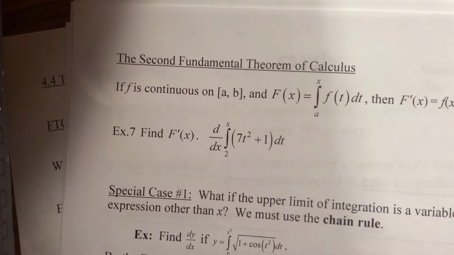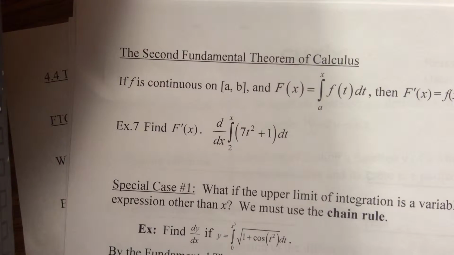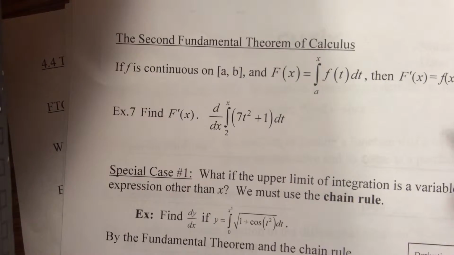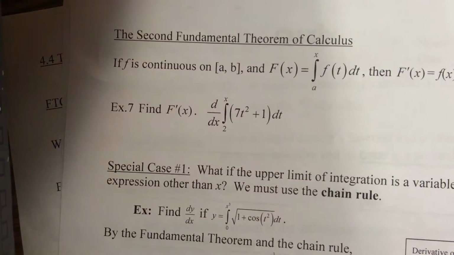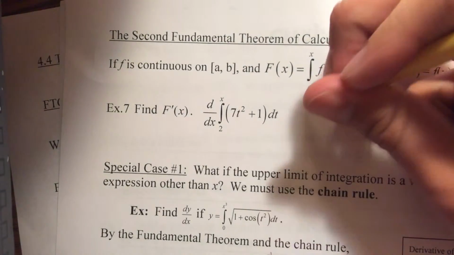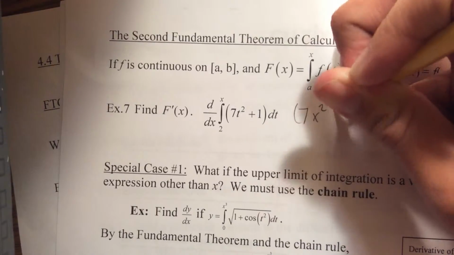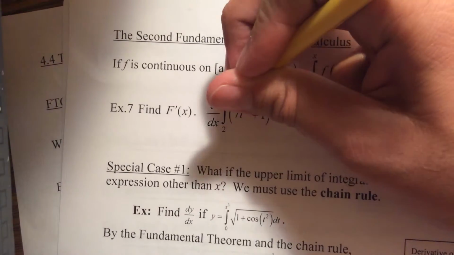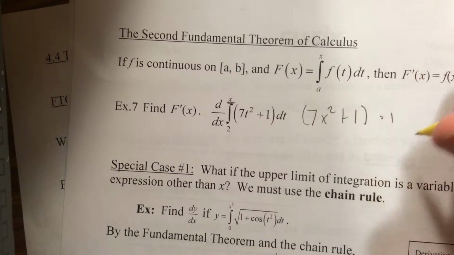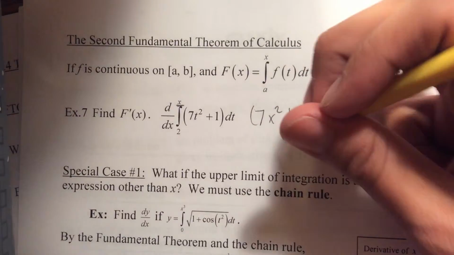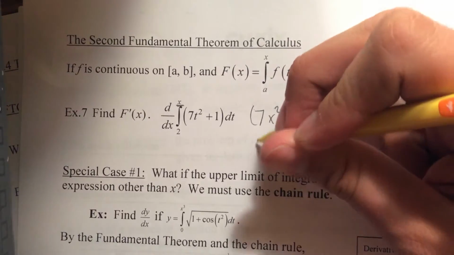So example 7 says find F prime of x, the derivative of the integral from 2 to x of 7t squared plus 1 dt. Basically, you're going to substitute in x for t and then multiply by the derivative of the variable you're given. So you would just write 7x squared plus 1 times the derivative of x, which is just 1. So your answer will just be 7x squared plus 1.